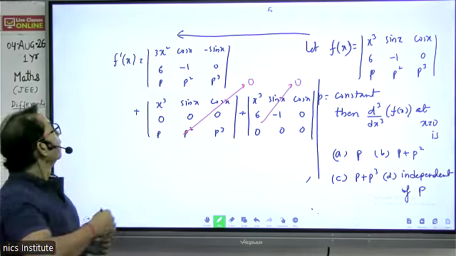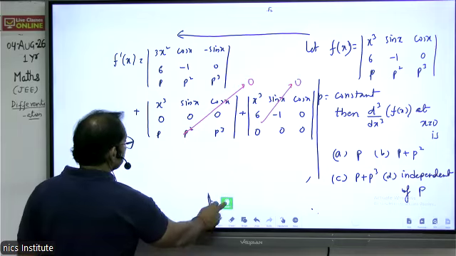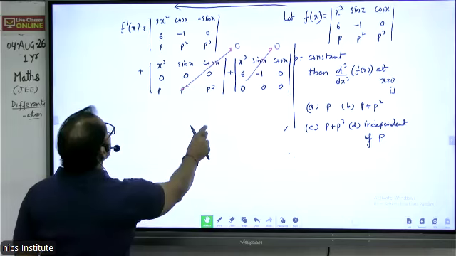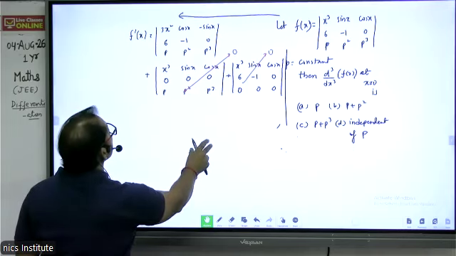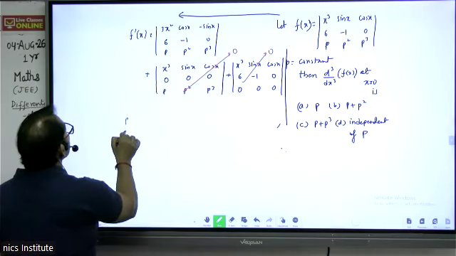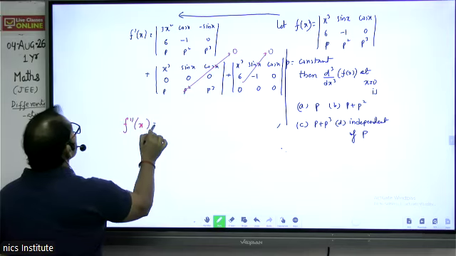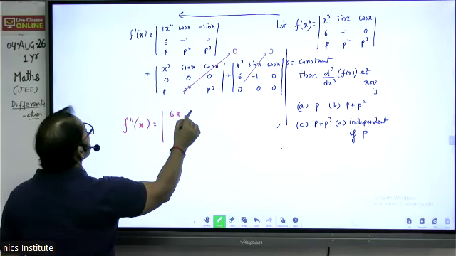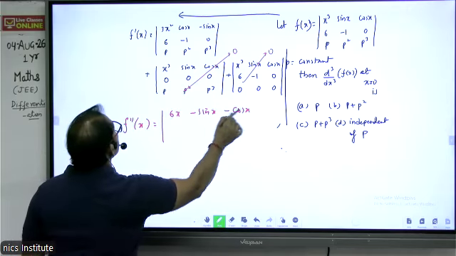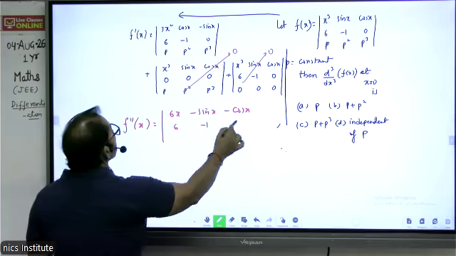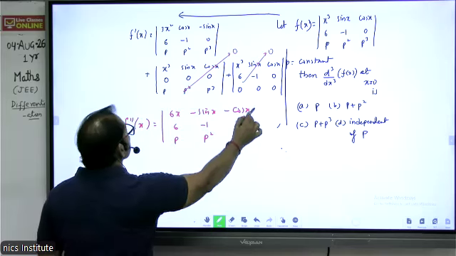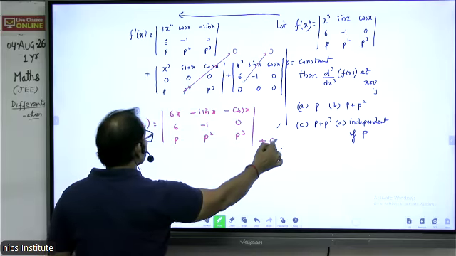हाँ हाँ. अब तुम्हें पता लग गया कि इस डिटर्मिनेंट में only first row is a variable, other two rows are constant, therefore only the first row you can differentiate. The other two will come out to be zero. Second derivative would be 6x, minus sin x, minus cos x; 6, minus 1, 0; p, p square, p cube. The other two I don't have to do because I know that it will be zero.